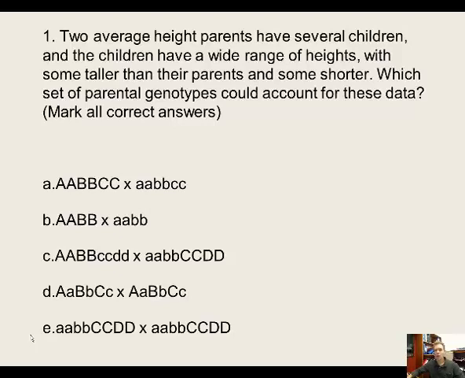First question: two average height parents have several children, and the children have a wide range of heights, with some taller than their parents and some shorter. Which set of parental genotypes could account for those data? Mark all correct answers.